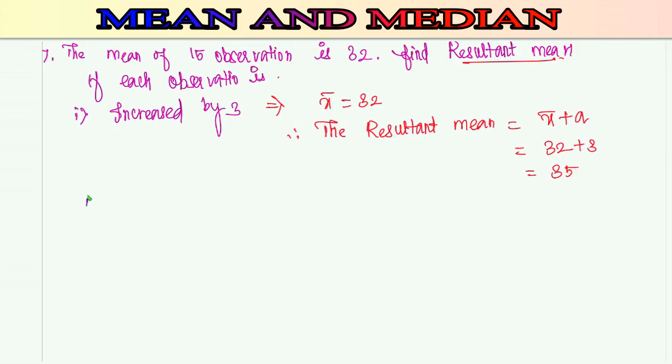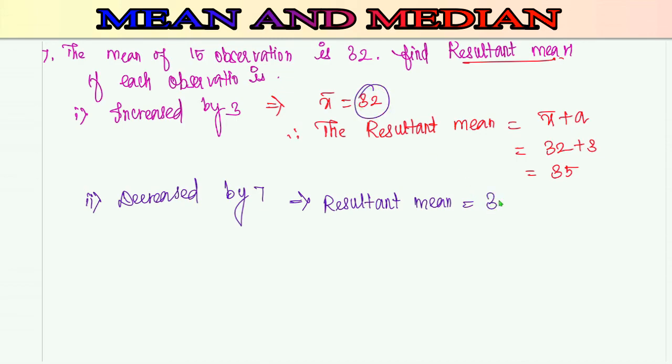The second one: decreased by 7. Decreased by 7 means the resultant mean is equal to the mean value 32 minus the decreased value 7. So 32 minus 7 gives 25. So this is the required mean.